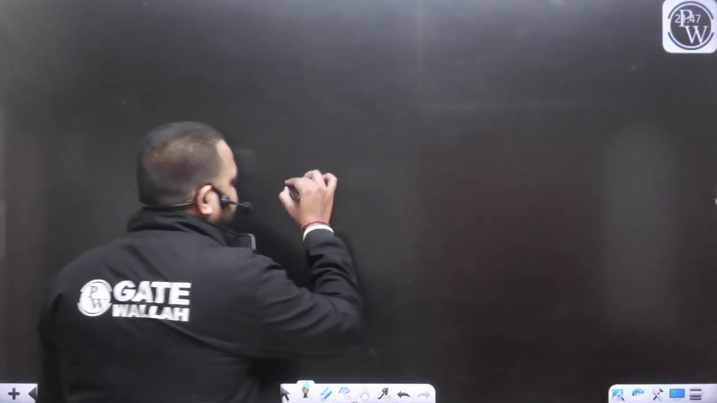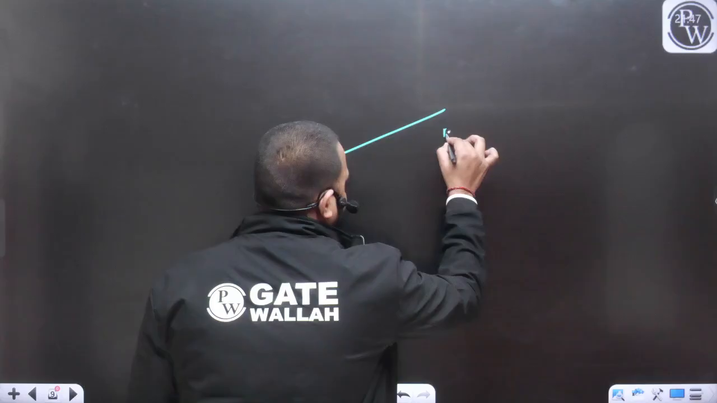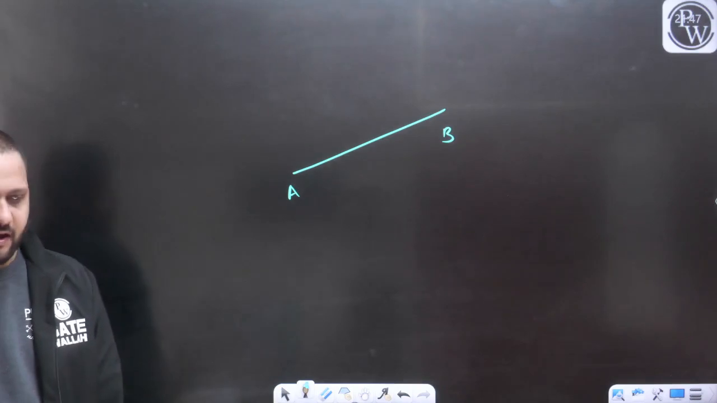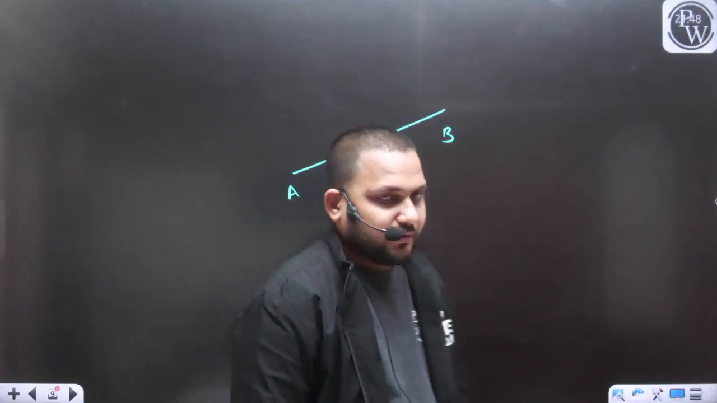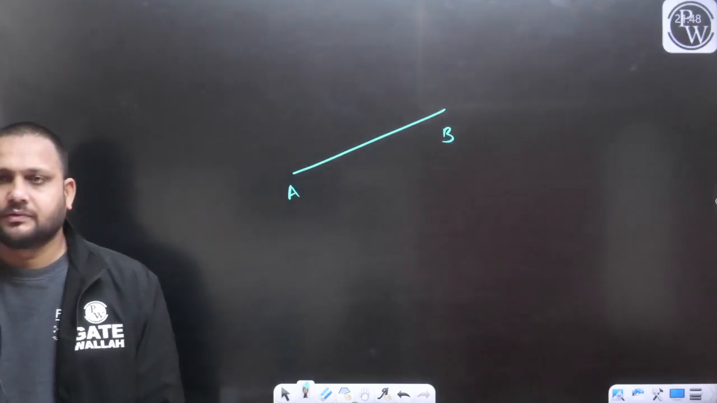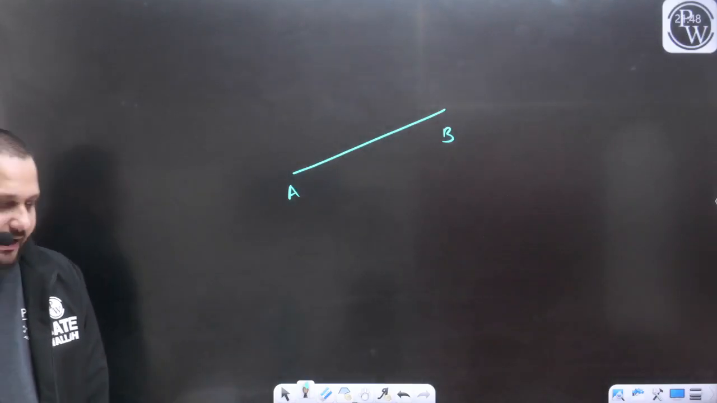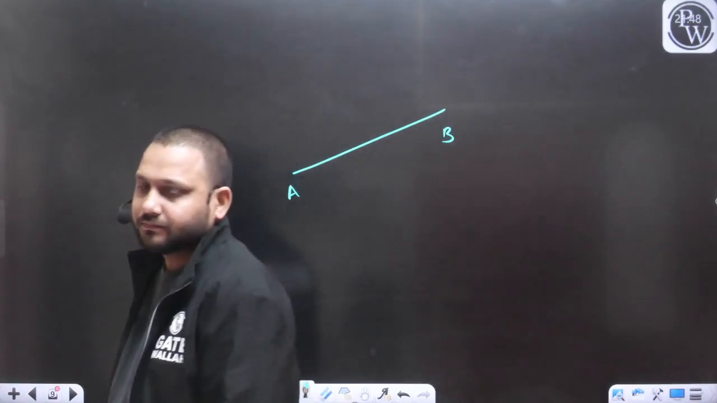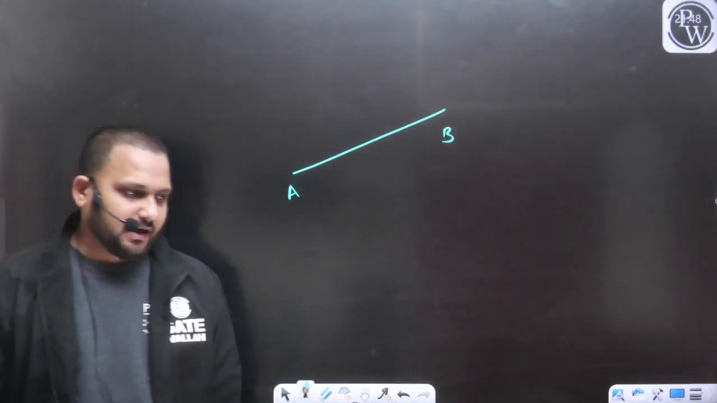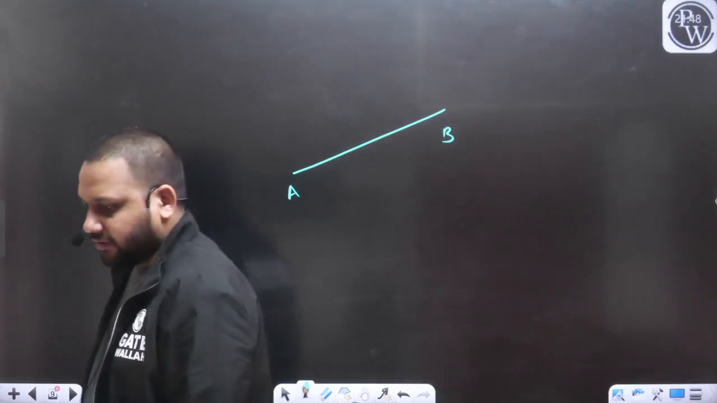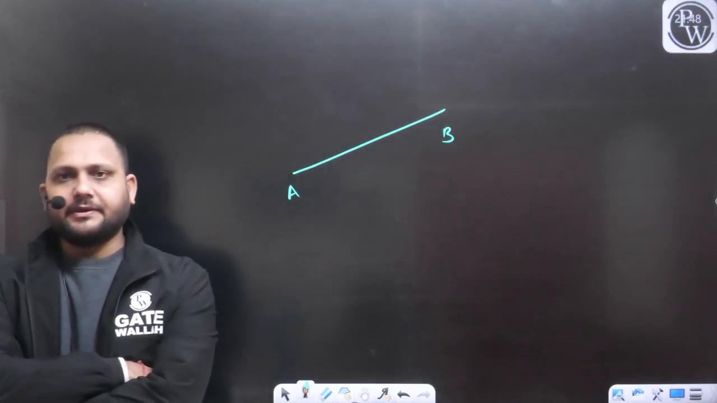I'm asking a simple question. Let's say this is the line AB. Define the horizontal angle of this line AB. Can you please tell me what is going to be the horizontal angle of this line AB?